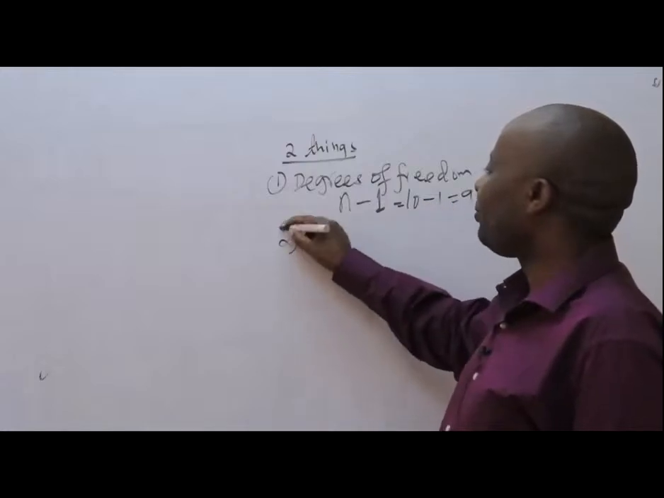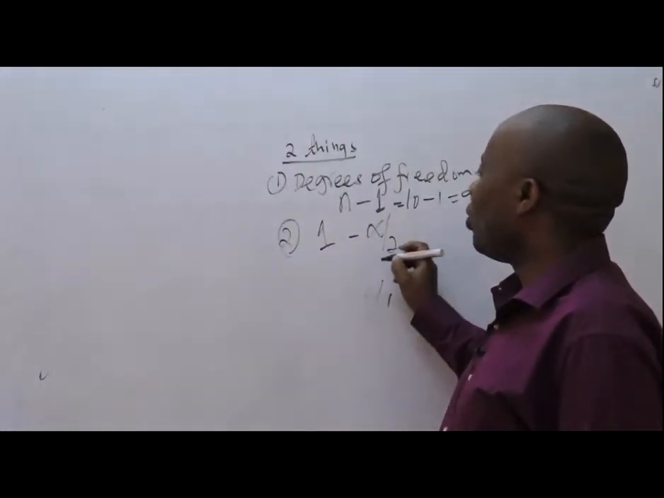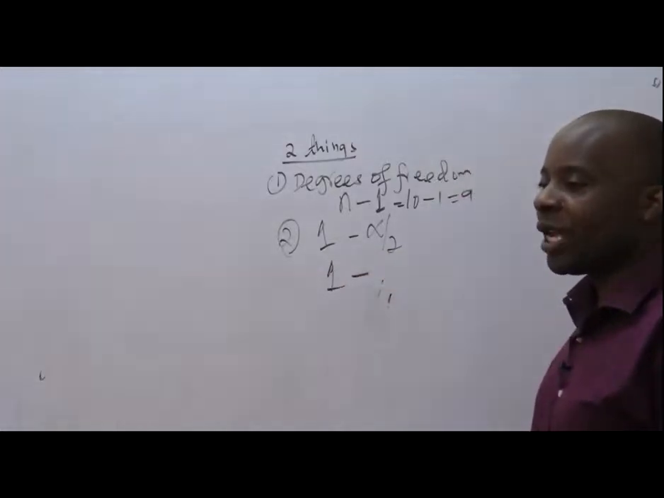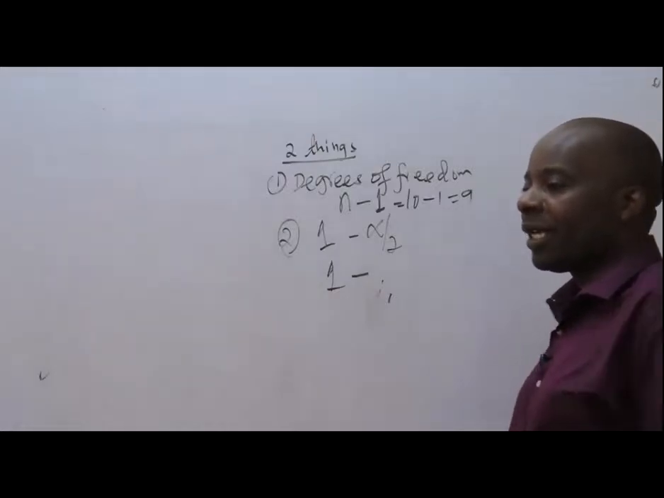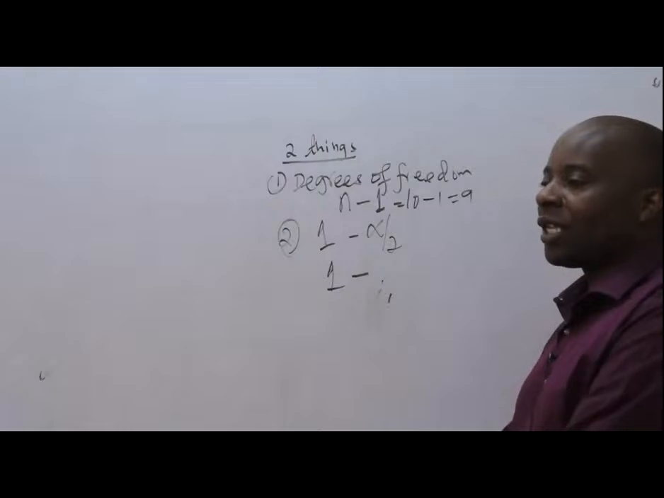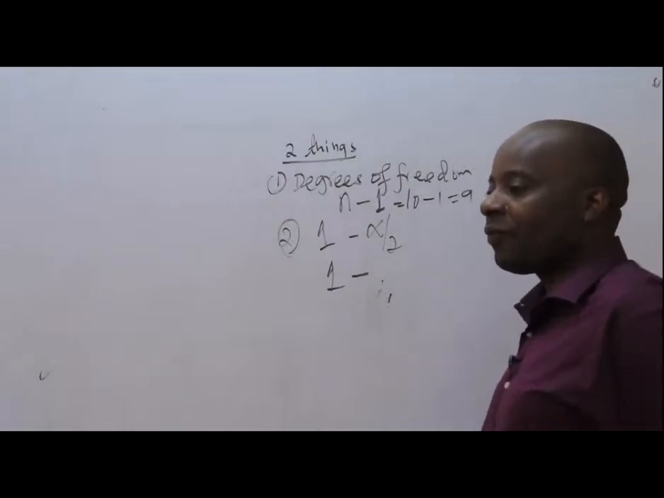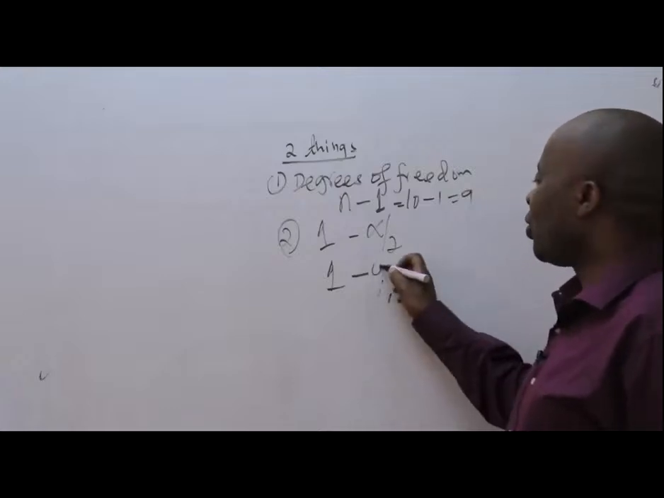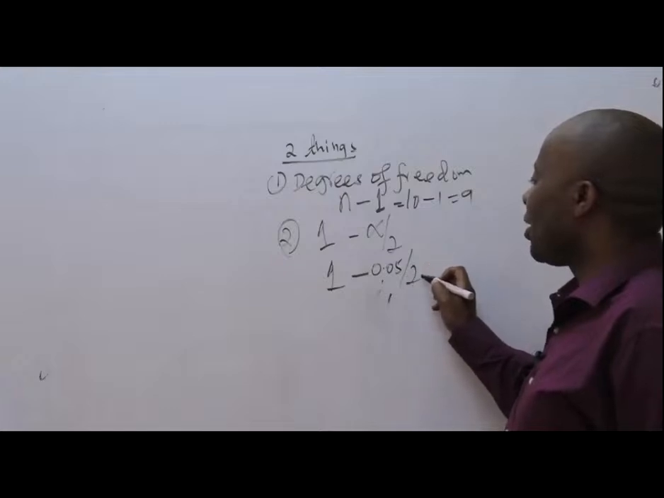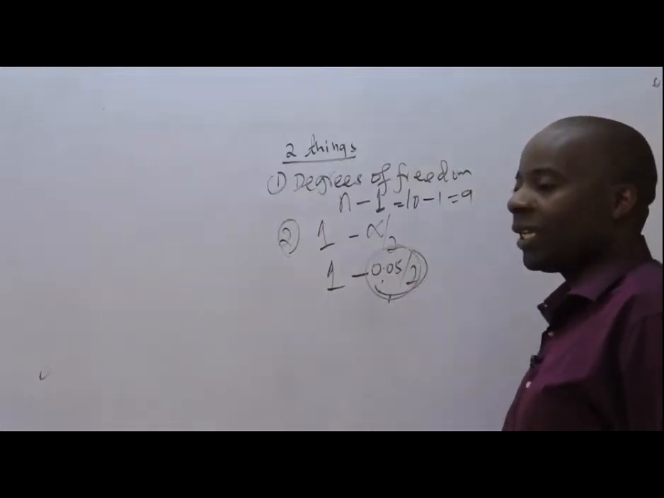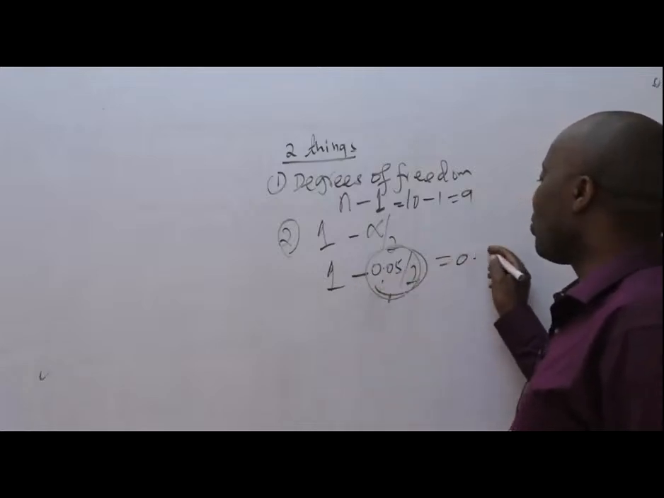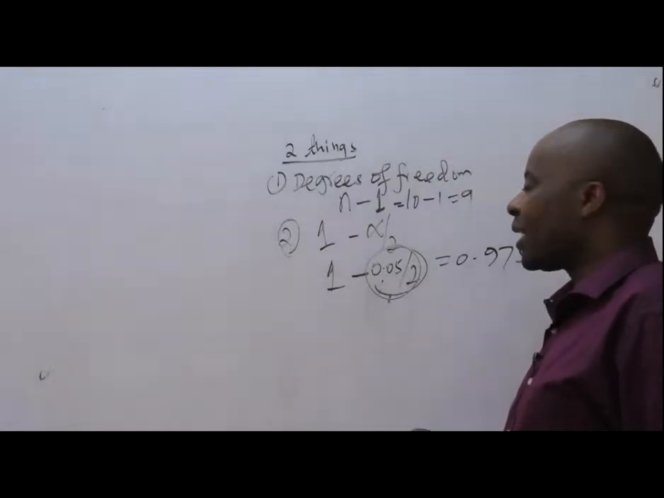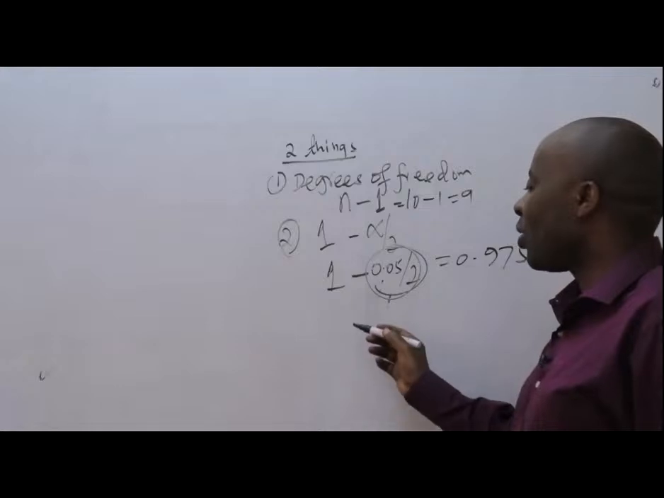Then the other thing you need is 1 minus alpha over 2. Has the examiner given us alpha, the level of significance, or do we assume? 5%. So 0.05 divided by 2, and 1 minus this will give me 0.975. Once I have that 0.975, I'll go to my T tables.